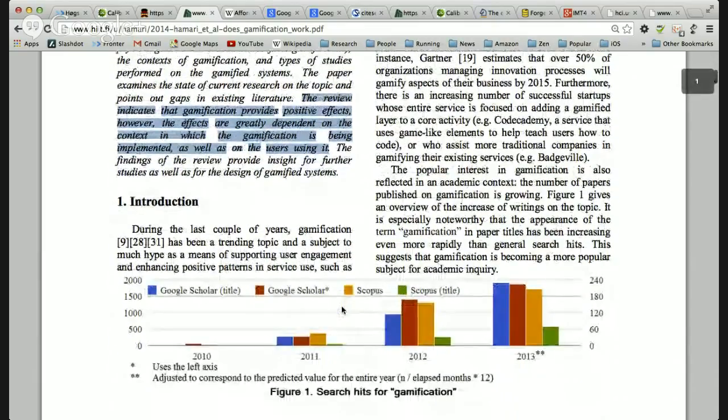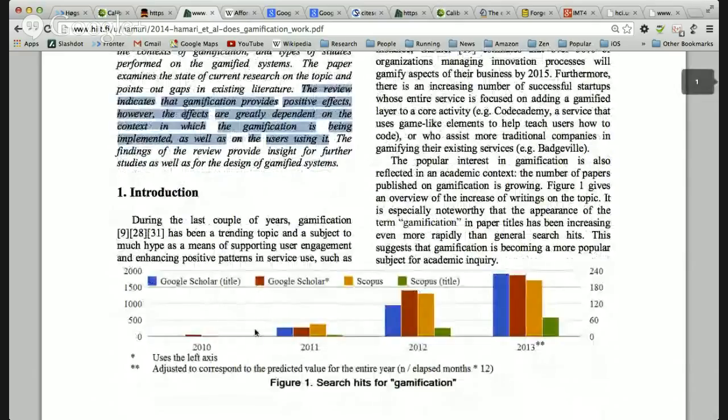First, they make a small claim about the growth of interest in gamification in recent years, and they back that claim by doing some counts on the publications. This is the number of hits on the left, and the number of articles they could find on the right, with the exception of 2013, which is estimated because they didn't have the full year.